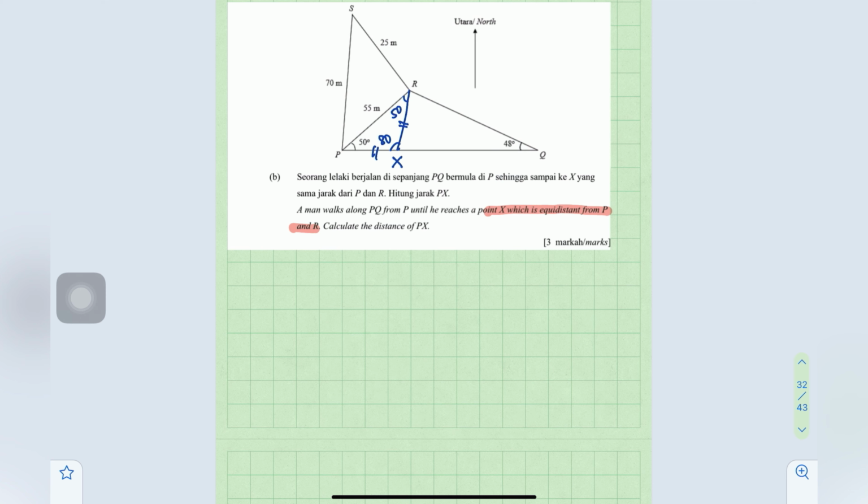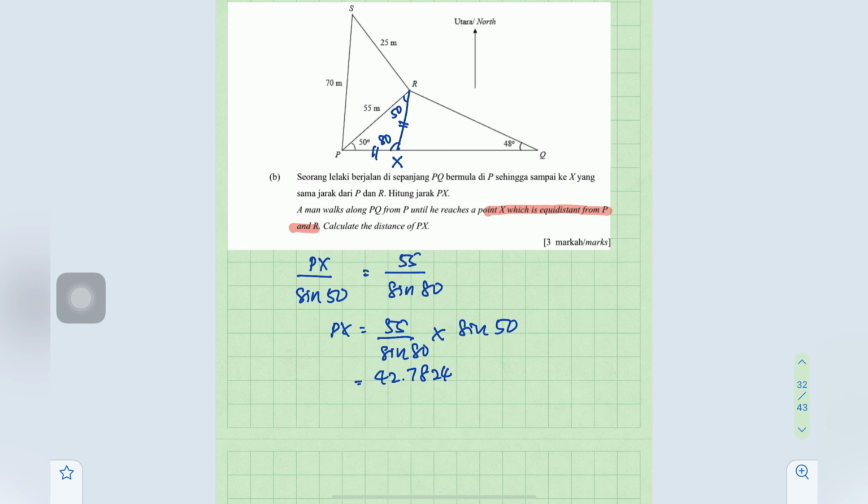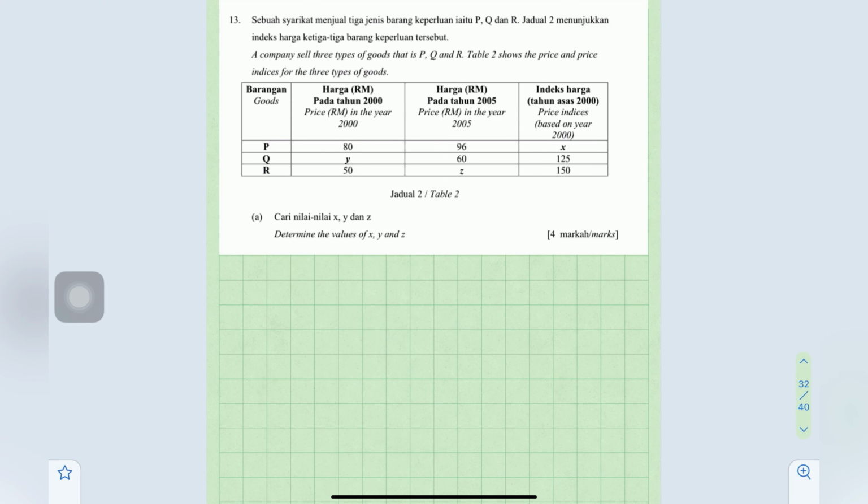Okay, so to find PX, kita guna sine rule. Okay, so PX over yang opposite dia is sin 50. Okay, yang kita ada length PR which is 55 over opposite dia 80, so over sin 80. So PX equals to 55 over sin 80 times sin 50. Okay, so kita dapat 42.7824.